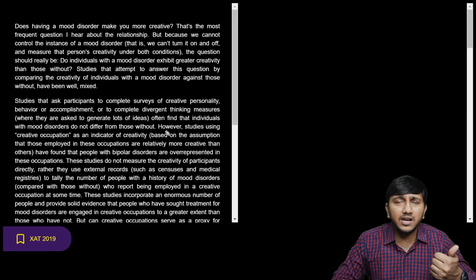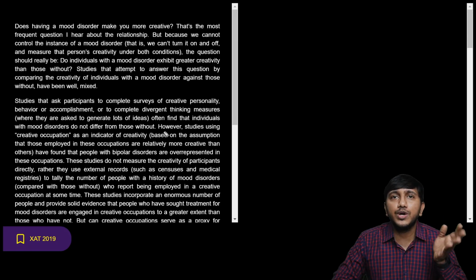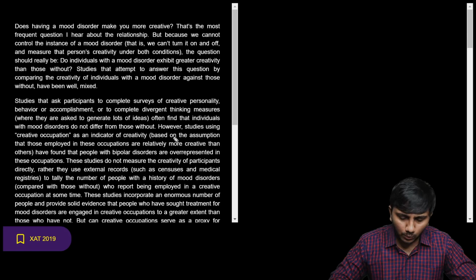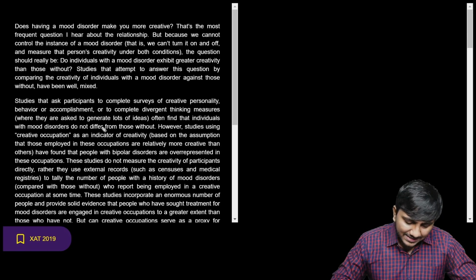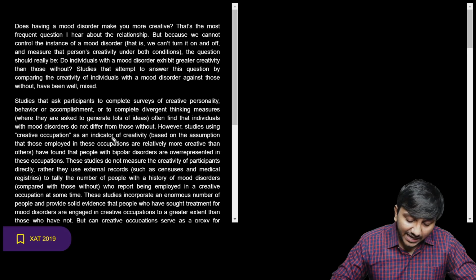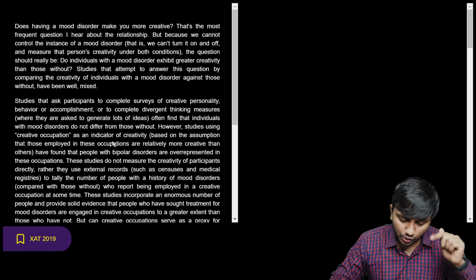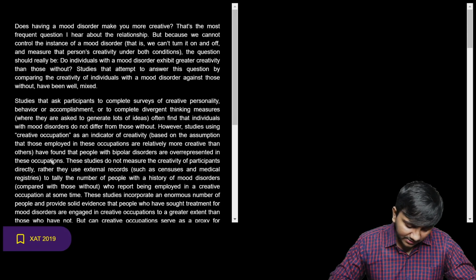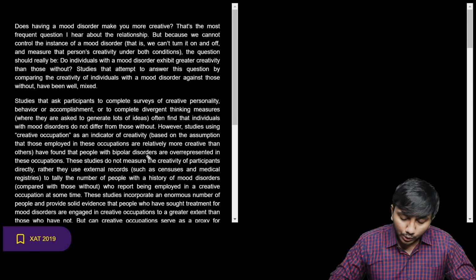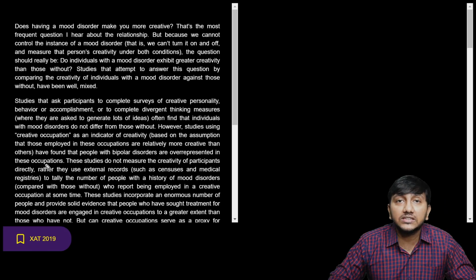However, okay, so there is a turning point. So there is going to be something which is going to show the difference between these. Let's look forward to what that could be. However, studies using creative occupation as an indicator of creativity based on the assumption that those employed in those occupations are relatively more creative than others have found that people with bipolar disorders are overrepresented in these occupations.